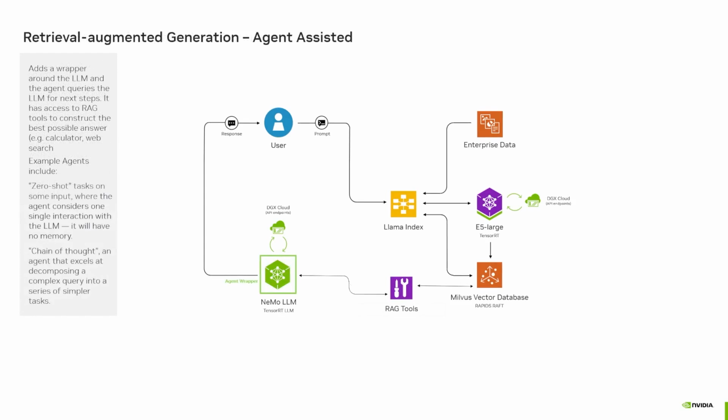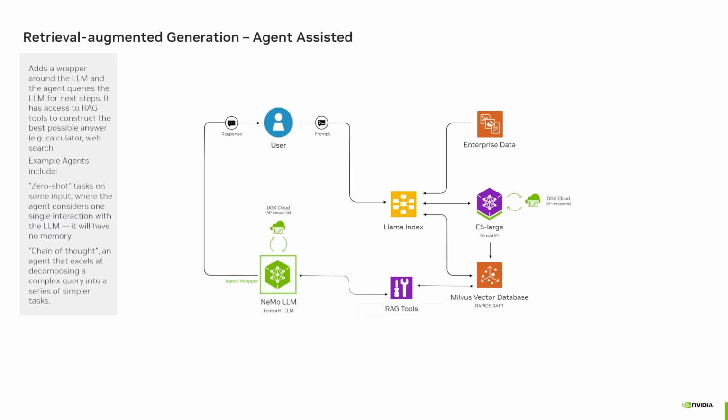Agent-assisted RAG adds an agent wrapper around the LLM. The agent queries the LLM to determine next steps along with its reasoning path. It has access to RAG tools, for example, a calculator or a web search, to construct the best possible answers. In some cases, it does have more overhead than classic RAG due to the multiple LLM calls to execute its chain of thought.